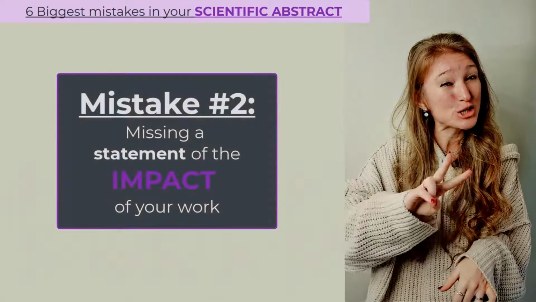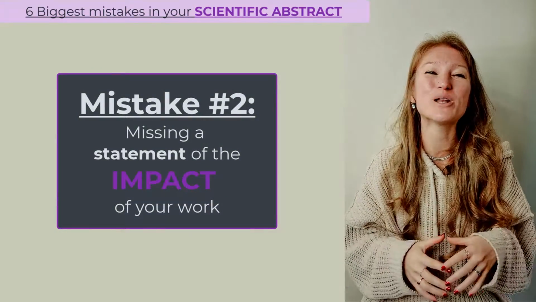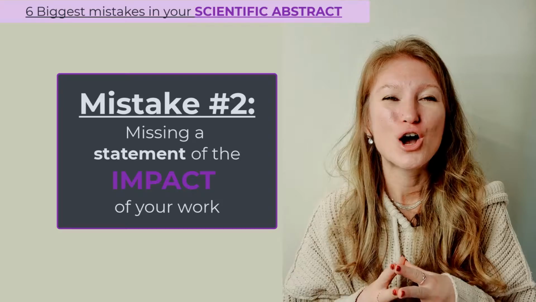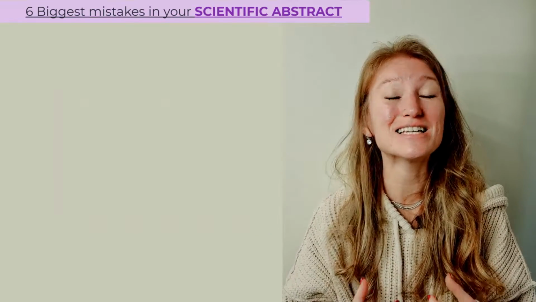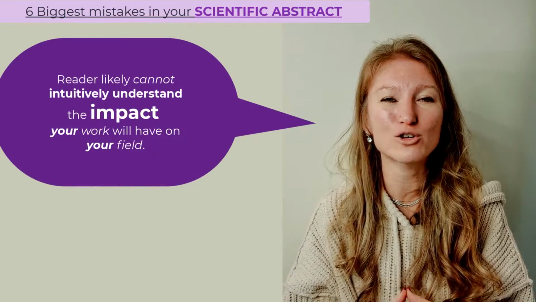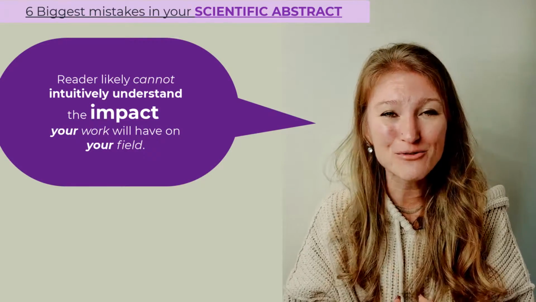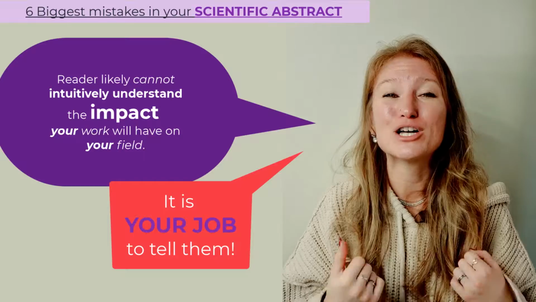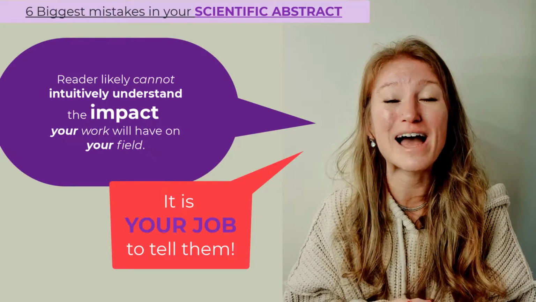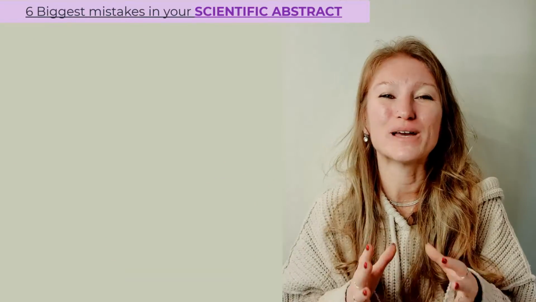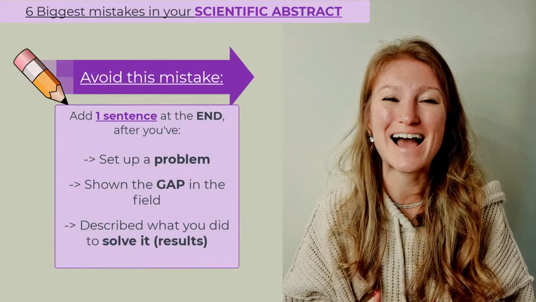Mistake number 2, missing a statement of the impact of your work. A reader of your work likely doesn't intuitively understand why your work is important and the impact that it is having on your field. Therefore, it is your job to tell them that, and you want to do that directly in your abstract. So in our abstracts, we are going to put this at the end.